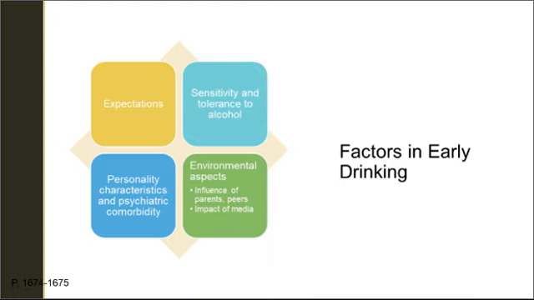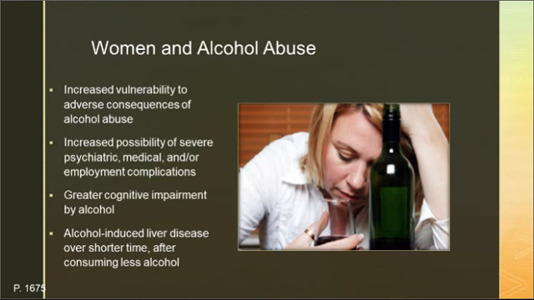Factors in early drinking, 1674, 75. It's an expectation, sensitivity, and tolerance. That's like certain populations like the American Indian, and environmental aspects. Women and alcohol abuse more likely to die prematurely from cardiac-related conditions. Possible relationship between alcohol and risk of cancer, especially breast cancer. Increased dementia, Alzheimer's, memory deficit, cognitive decline, and osteoporosis. Here, alcohol-induced liver disease over a shorter time after consuming less alcohol.